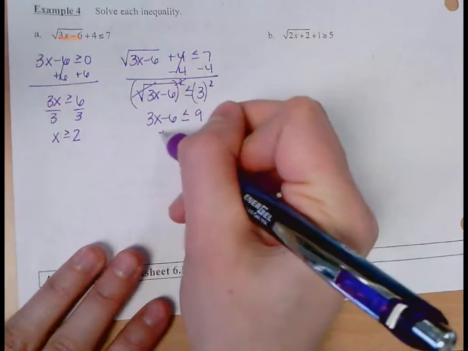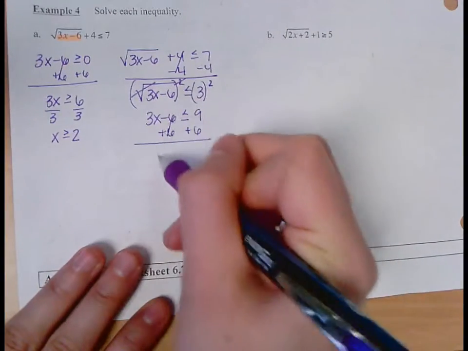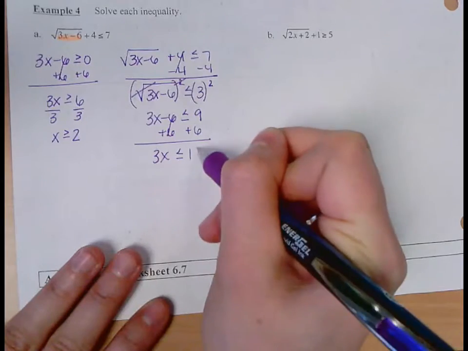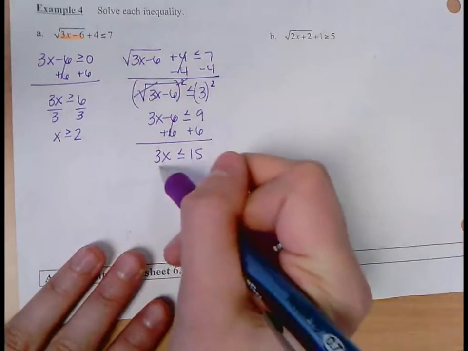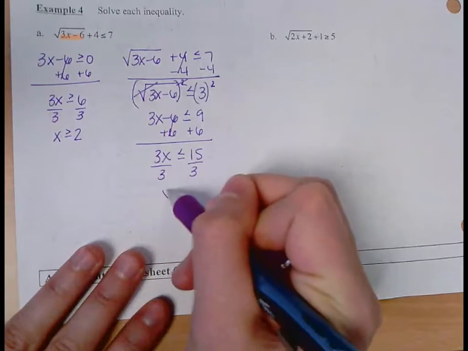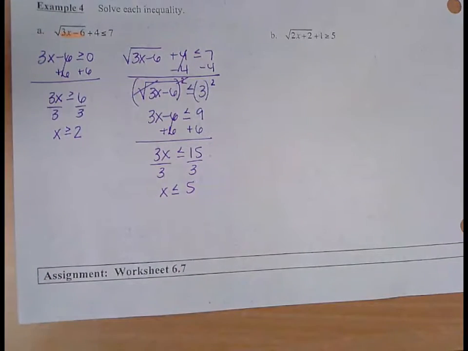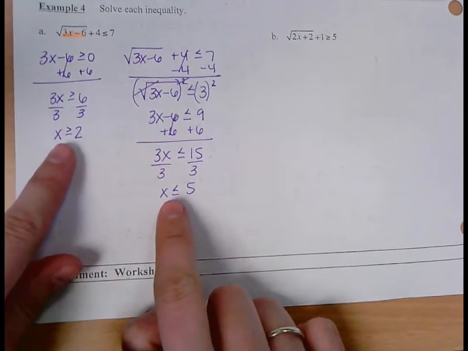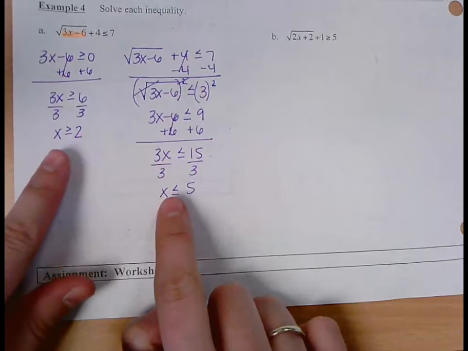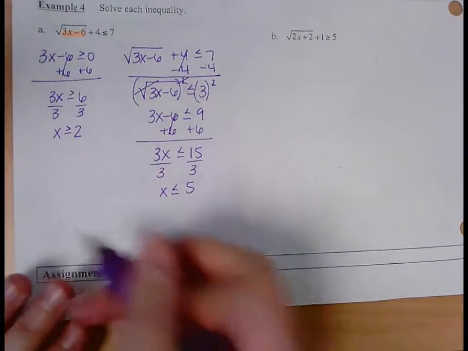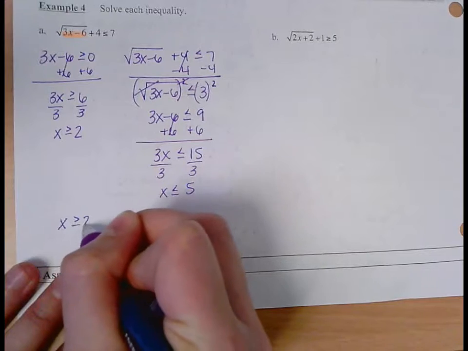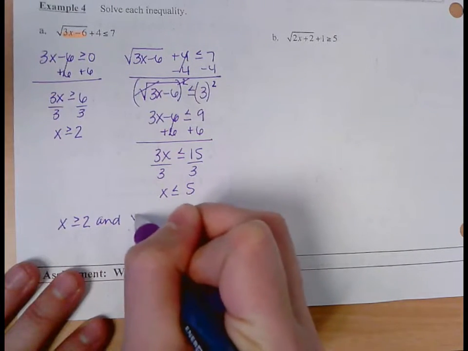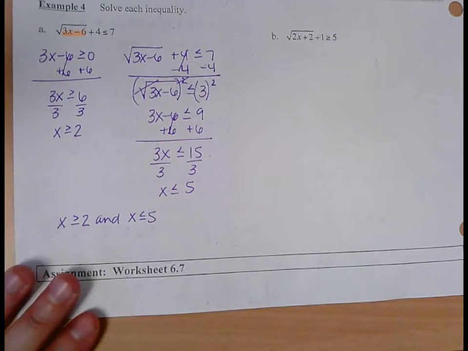Solve for x. So add 6 to both sides. 3x is less than or equal to 15. Divide by 3. X is less than or equal to 5. Okay, so then your solution set is the union of these two inequalities. So that's why you need both. So the solutions for x are x values that are greater than or equal to 2 and x values that are less than or equal to 5.